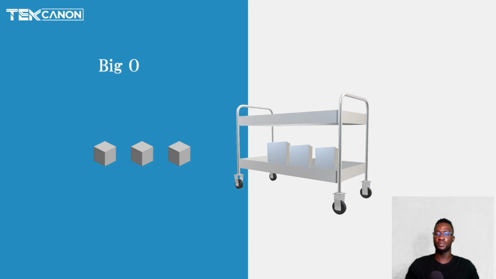Now, using the second approach, as long as you have enough space on your trolley, say the maximum number of cubes you could have is 10 and your trolley could fit 10 cubes. In this instance, your time complexity would be O of 1, meaning no matter the number of cubes, as long as they are less than 10, the time complexity to transport those cubes would always be O of 1, which is constant time.